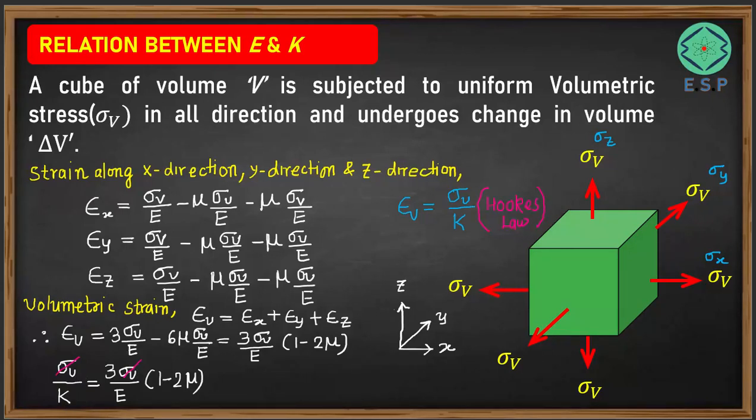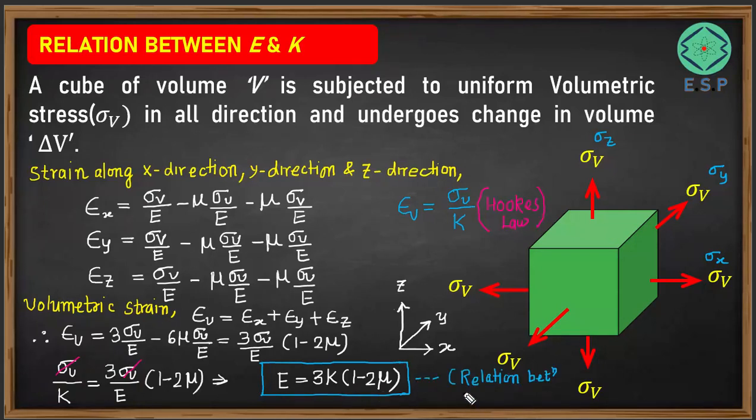From here you will get a very nice expression for E, that is Young's modulus equals 3 times bulk modulus times 1 minus 2 mu. So friends, this is the relationship between Young's modulus and bulk modulus. We got E equals 3K times 1 minus 2 mu. This way we can easily find out the relationship between Young's modulus and bulk modulus. So this is the relation between Young's modulus, that is E, and bulk modulus, that is K.